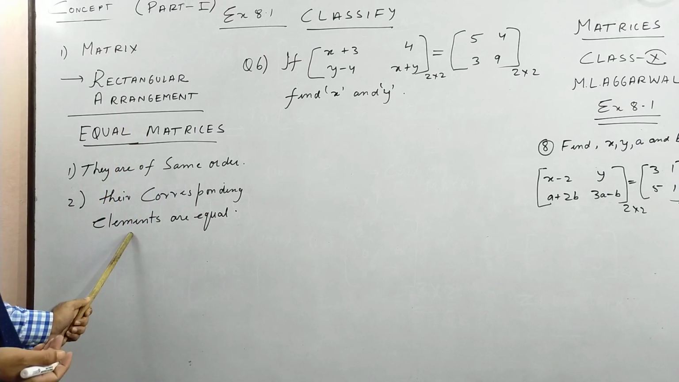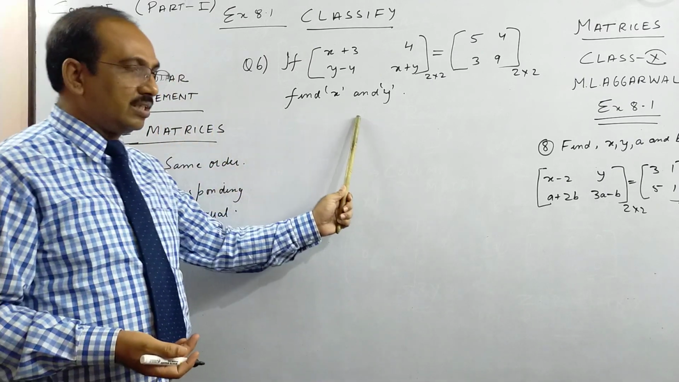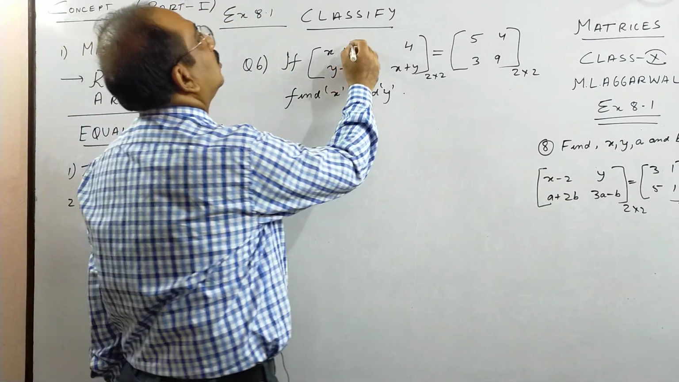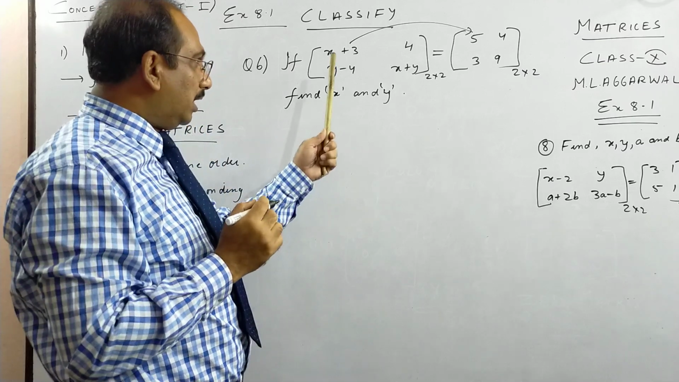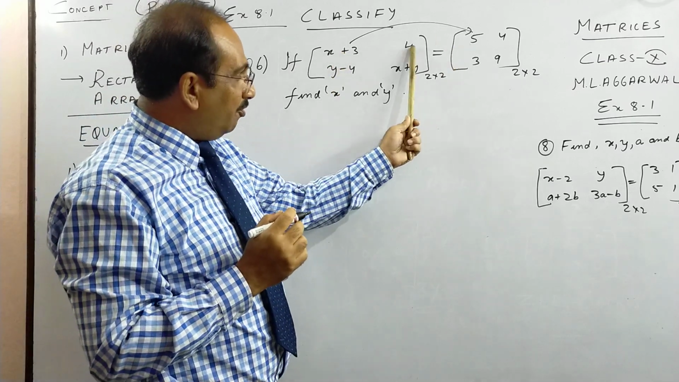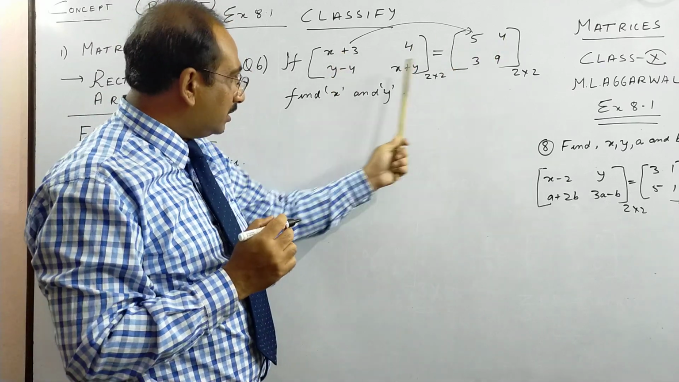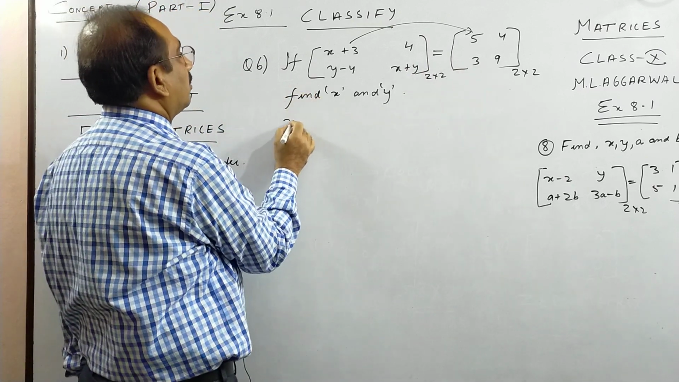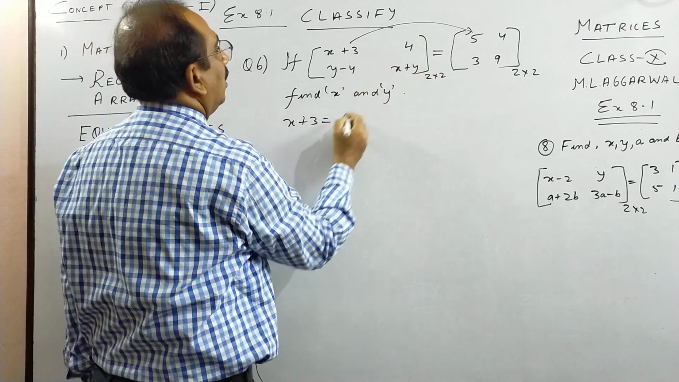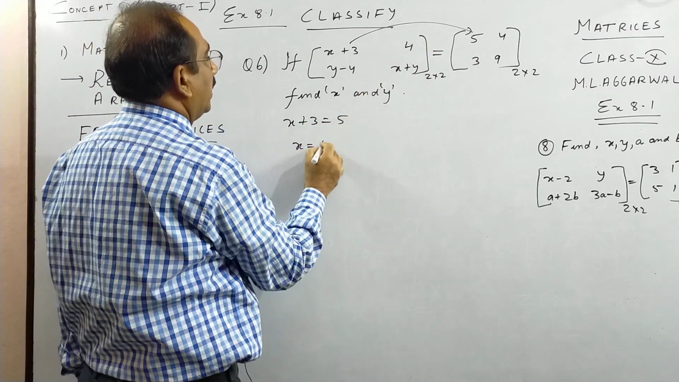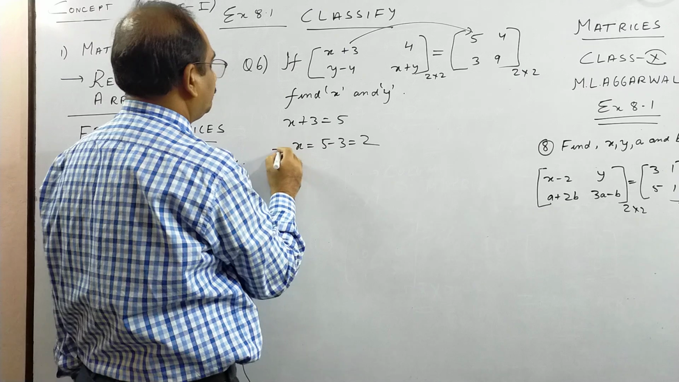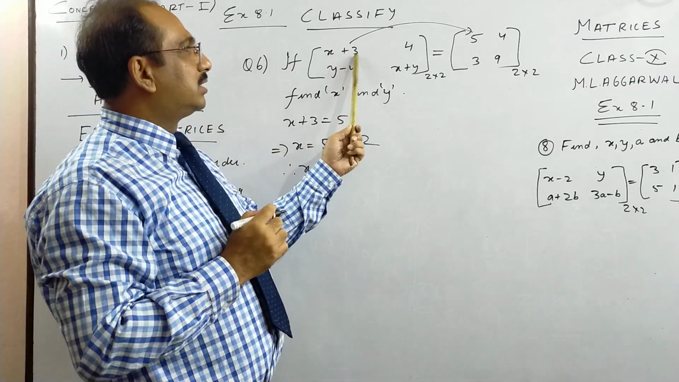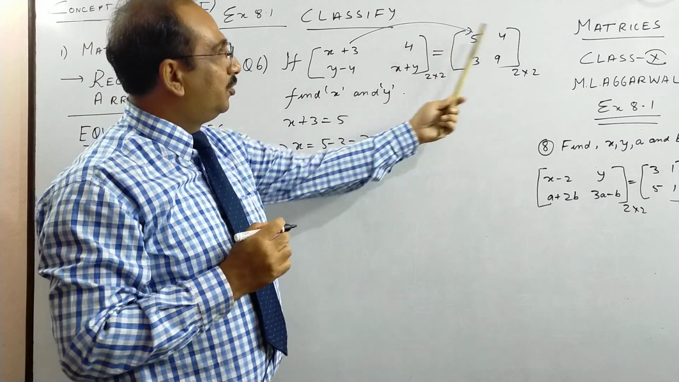So this idea we will use to find x and y, and in this question we will see x, y and a and b. So these are called corresponding elements. This first with this 4, 4, they are corresponding. This is corresponding to this and this is corresponding to this. So let us see how we get x plus 3 is equal to 5. So x is 5 minus 3, 2. So x is 2. See here, 2 plus 3, 5, this is 5. This is 4, this is 4.